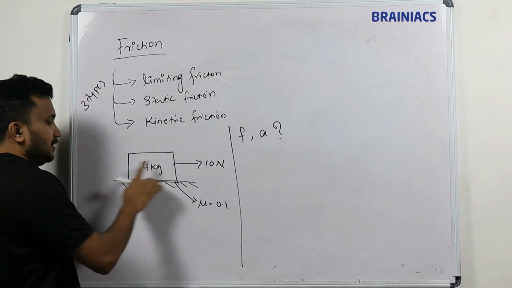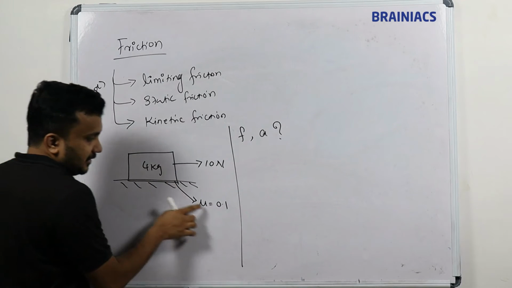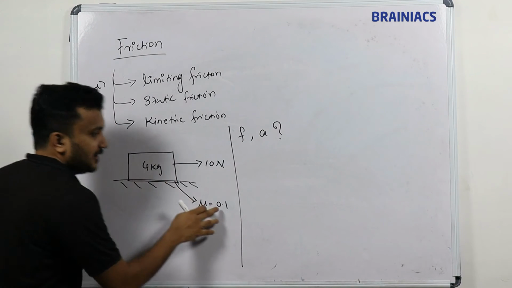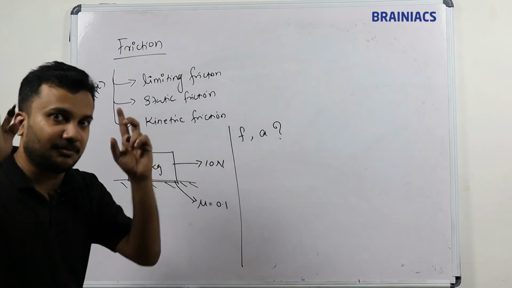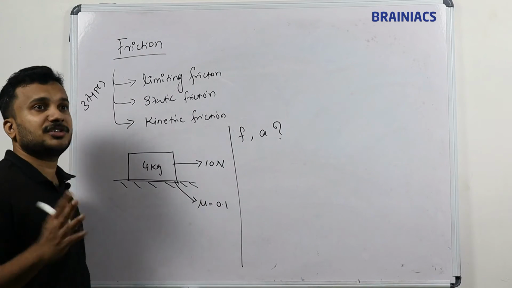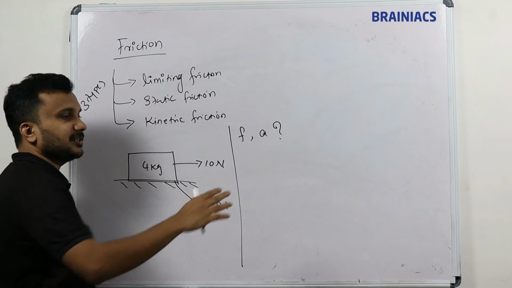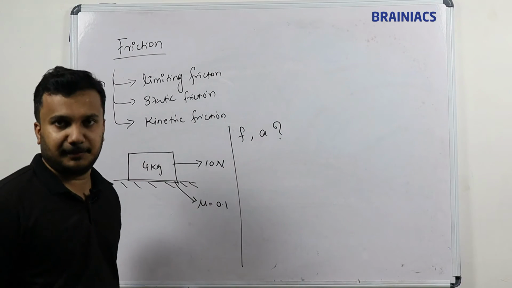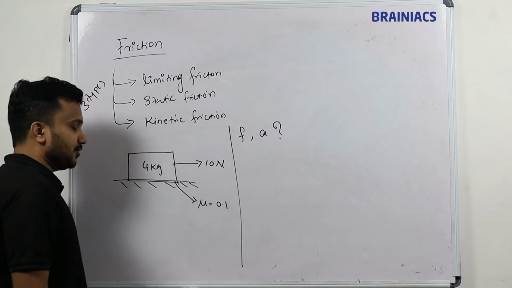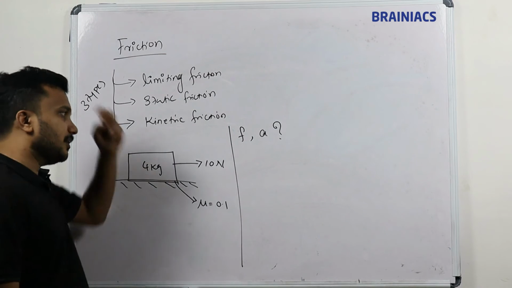A 4 kilogram mass resting on a surface. We are applying a force of 10 Newton. The surface is a little bit rough. That's what 0.1 is. If it is very rough, it becomes 1. If it is very smooth, mu equal to 0. So smooth surface means no friction. Sometimes in a question they will say the surface is smooth. The surface is smooth means no friction at all. So we are going to find out the frictional force value and the acceleration value.